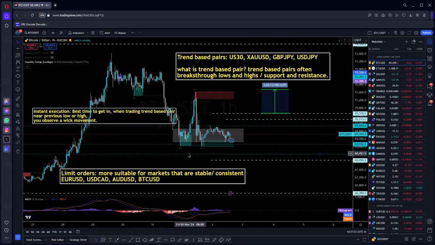So let's say you see a nice wick movement, for example, right here at 68,800. It pulls right back, right? You see that nice little wick action? So when you see that wick action, you can snipe that wick, hop into that buy, and get into almost instantaneous profit.